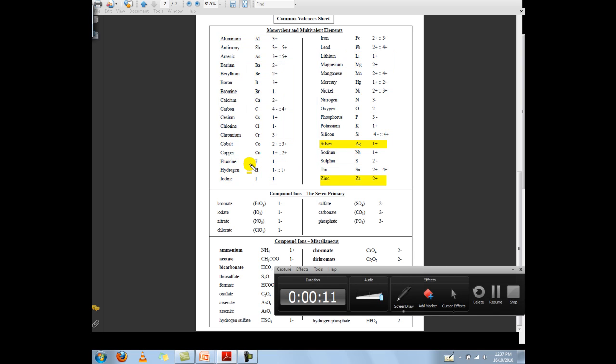The exceptions, of course, are silver and zinc. Silver has a 1 plus charge, zinc has a 2 plus charge. I remember this one because Ag, 1, Z is 2, A to Z, 1, 2. I mean, it's not much of a memory device, but it works for me.